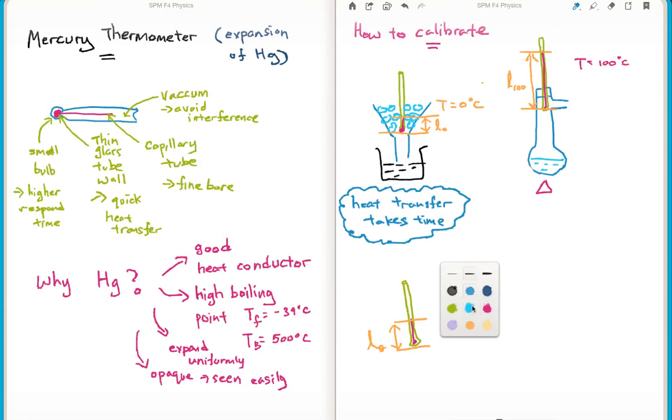It's a direct conversion from above, because when you have L100, it is equivalent to 100 degrees C. When you have L0, this length is a known length, equivalent to 0 degrees C. Now if you have L theta unknown, then corresponding to what? So it's pretty straightforward, isn't it, if I put it this way?